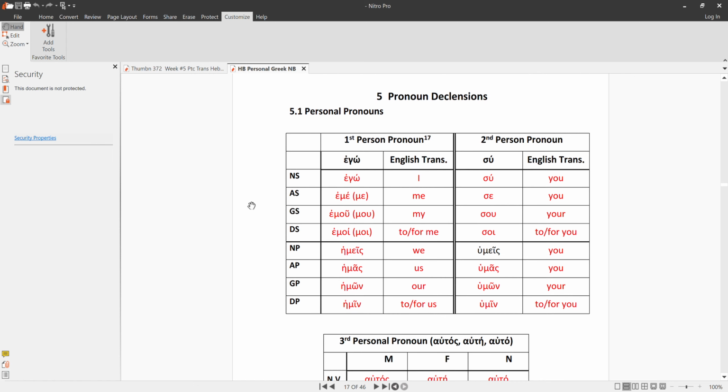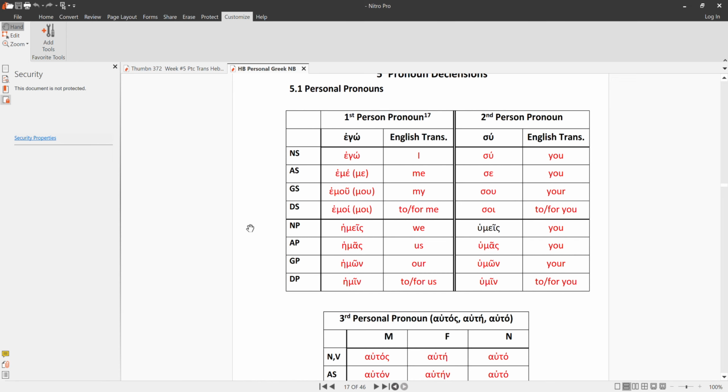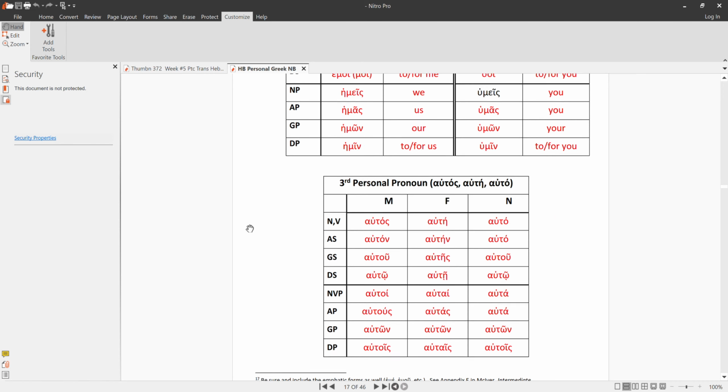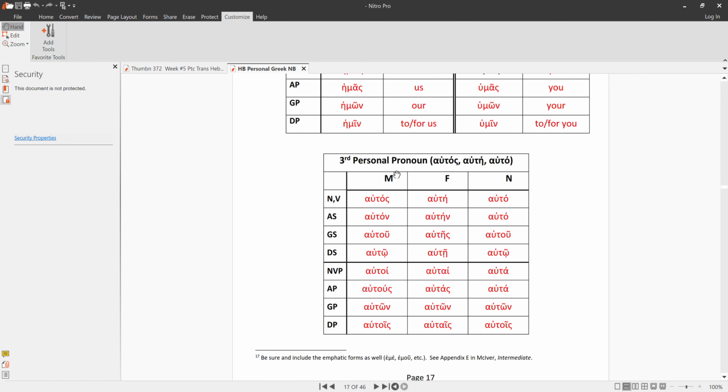Because there are some, like the first person and second person pronoun, which you are going to meet soon if you haven't already. I can't remember the vocabulary list, but you have met the third person pronoun in chapter 10. So you can complete this one, autos, and be sure and notice the difference between autos and houtos with the rough breathing. The demonstrative pronoun as opposed to the third person personal pronoun, he, she, and it, autos, autē, auto.